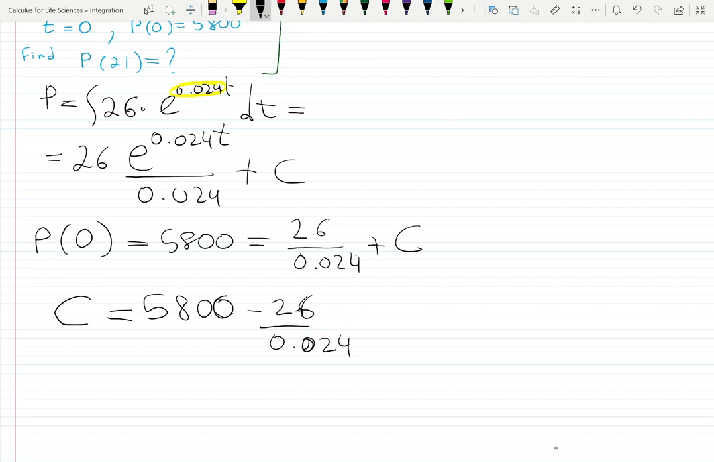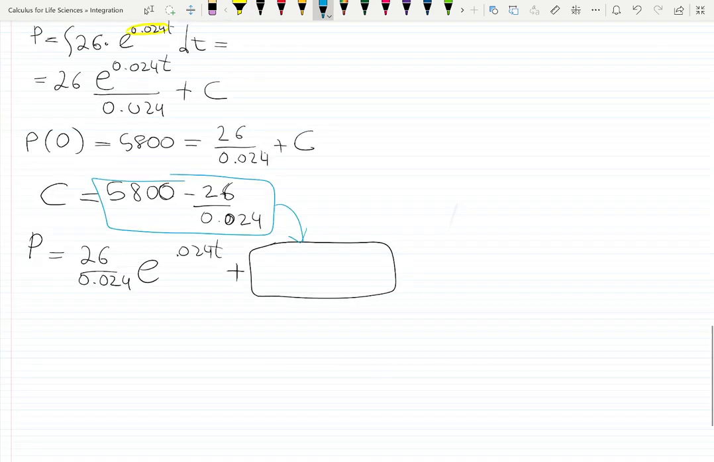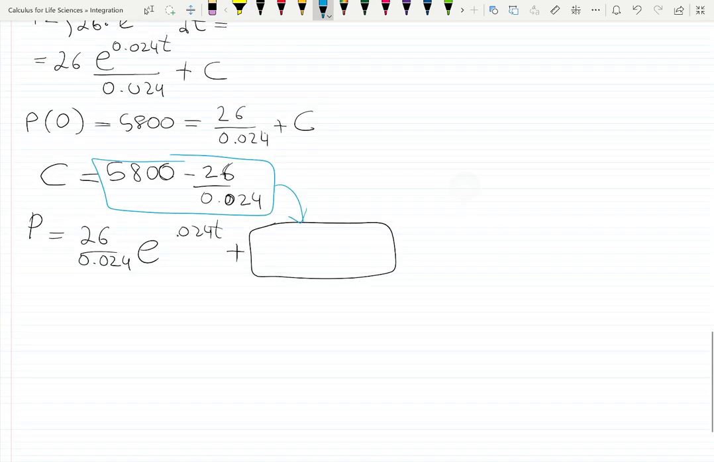P then is the function 26 over 0.024 e to the 0.024t plus C, and my C is the number I just found. Now what they want me to do is plug in a new number, and the new number is 21. 21 is the number of years after 1995 till 2016. So the last step will be to find P at 21.